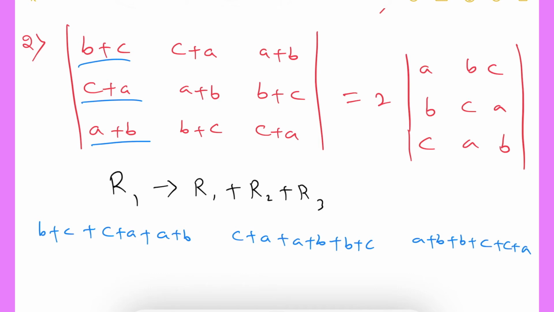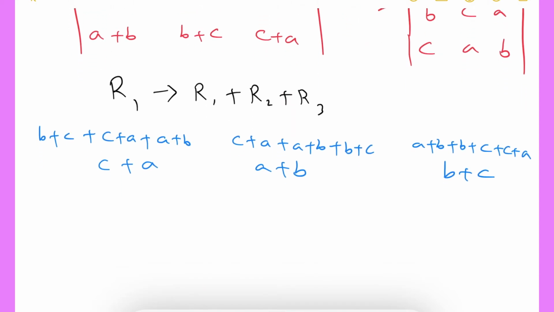Now I am not going to do anything with the second row and third row. So the second row and third row I will write as they are, that is C plus A, B plus C, A plus B, B plus C, C plus A. Okay, now let us simplify this.